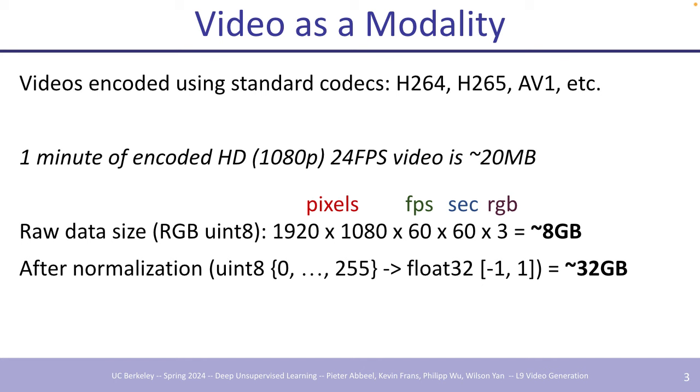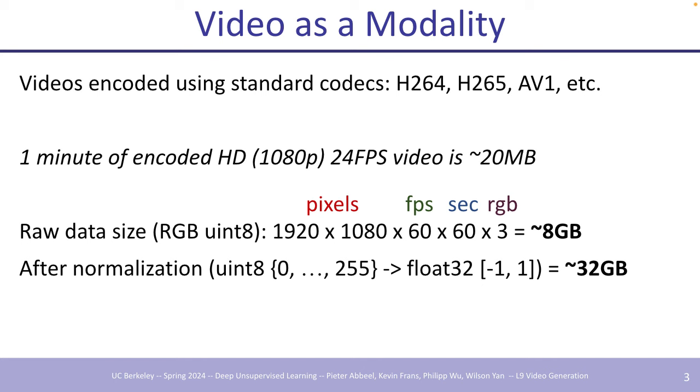To put into perspective, a lot of videos that we view online from YouTube or that we stream are encoded using standard codecs like H.264, 265, AV1, depending on what site you're streaming it from and how recent or old the video is. But in terms of file sizes, if you have 1 minute of HD 1080p, 24 FPS video, which is what Sora is generating in the end, it's roughly 20 megabytes, plus or minus. Depends on the actual content of your video, but it's somewhere on that order.